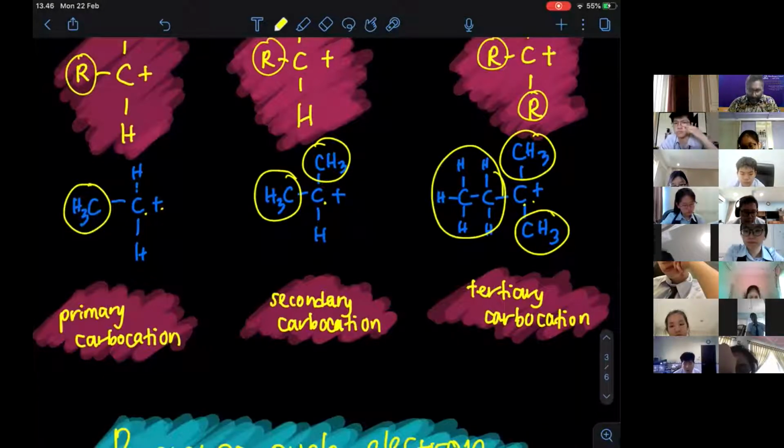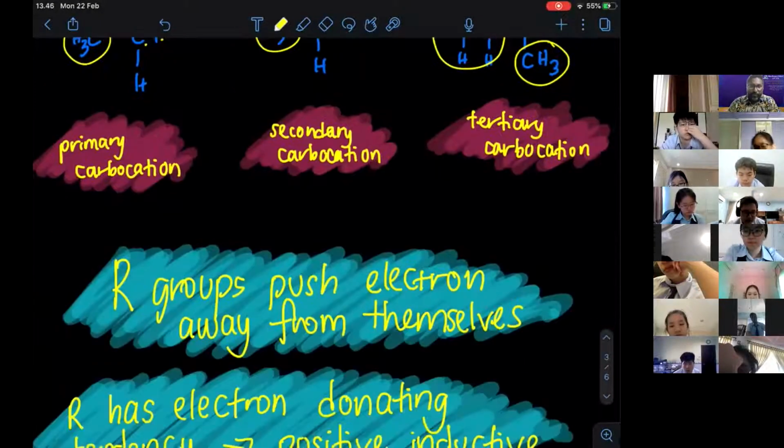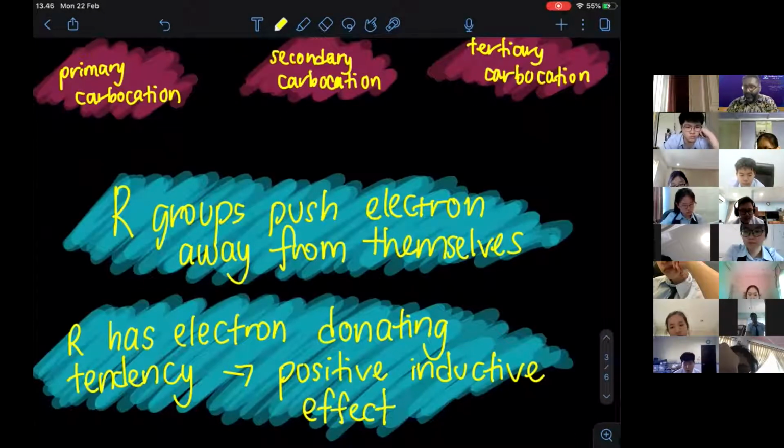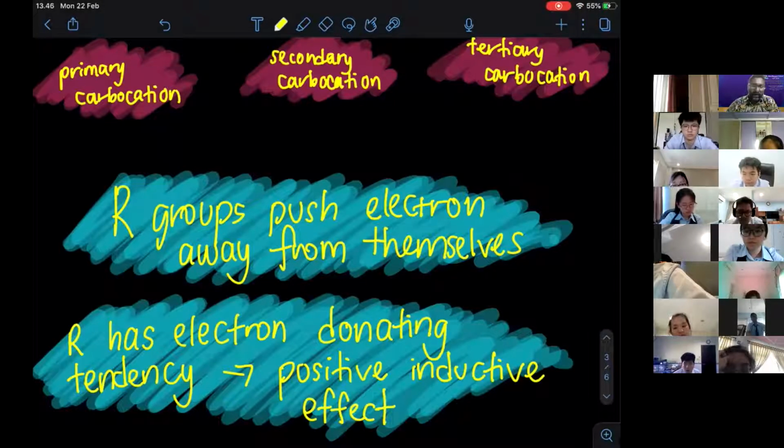Now, what do you need to know about these R groups? The R groups have the ability to push electrons away from themselves, so they are more like electron donors. They like to push the electrons away from themselves, so we say that R has an electron donating tendency. And this electron donating tendency has a special name: the positive inductive effect.